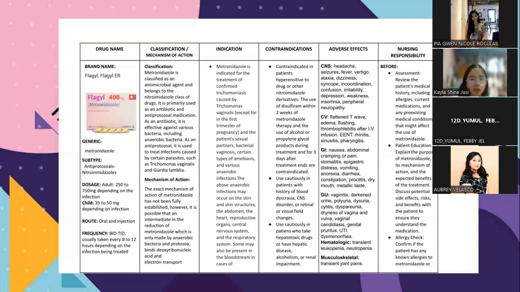Okay, for the indication, metronidazole is indicated for the treatment of confirmed trichomoniasis caused by Trichomonas vaginalis, except in the first trimester of pregnancy, and for the patient's sexual partners, bacterial vaginosis, certain types of amebiasis, and various anaerobic infections. The above anaerobic infections may occur on the skin and skin structures, the abdomen, the heart, reproductive organs, central nervous system, and the respiratory system.